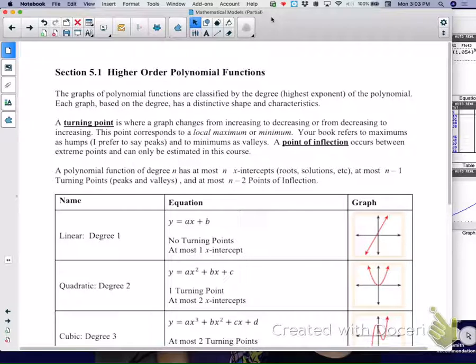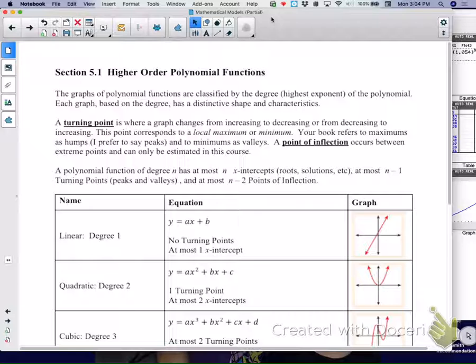So the deal is that when you look at that highest exponent, which is called your degree, based off that degree, you have a distinctive shape and characteristics for your graph. Now, first thing here is a turning point. A turning point is where the graph changes from increasing to decreasing or from decreasing to increasing. Essentially, this is a local maximum or minimum. It's just a way to group them together.